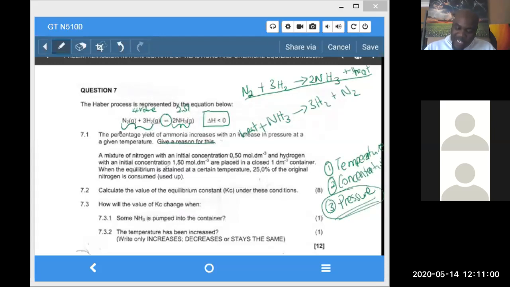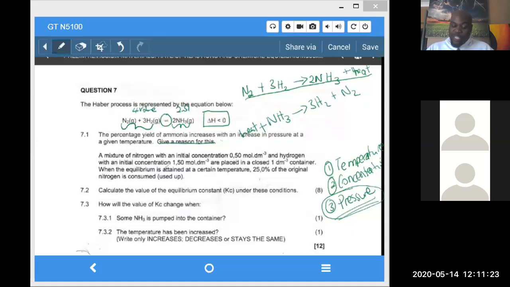So you have an increase in nitrogen and an increase in hydrogen, and then a decrease in ammonia. If we lower the temperature, we're going to favor now the forward reaction, because the forward reaction will replace that heat that you have taken out. That means you have a decrease in nitrogen, decrease in hydrogen, and an increase in ammonia.